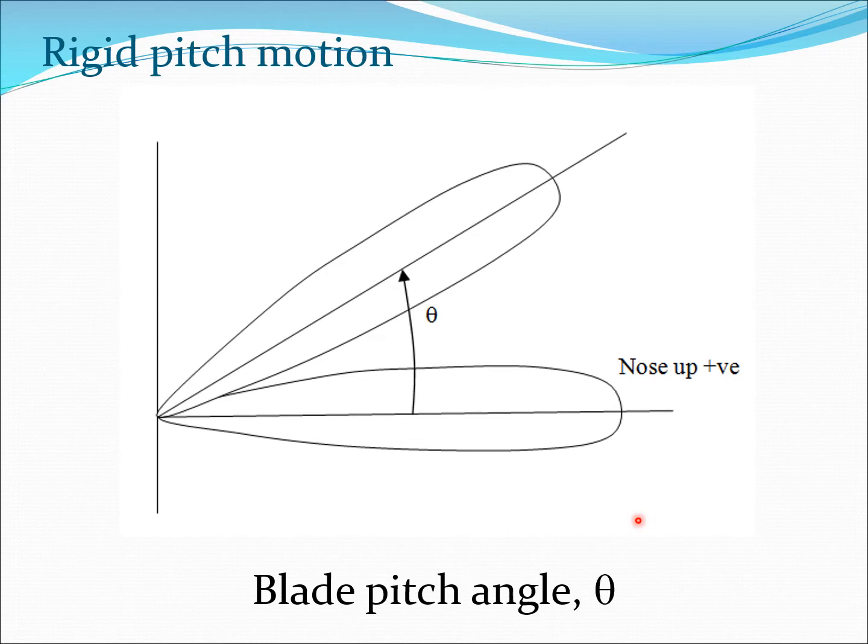Now if we look at it from the side view, we will see the airfoil section. When your airfoil section is like this, theta is 0, and then essentially the blade goes up like this. So this is the pitch motion or the pitching motion as we call it. The blade pitch angle is known as theta, which is the notation we use for pitch, and nose up is the positive direction.